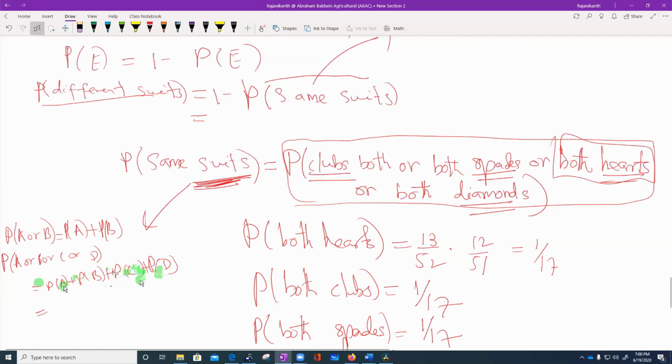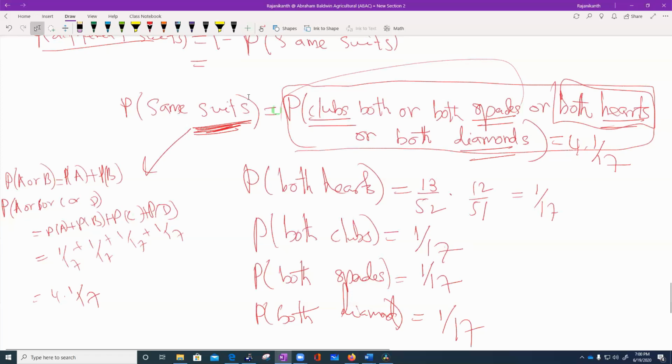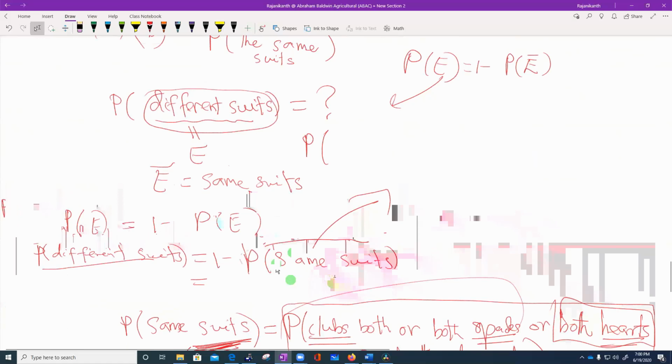Remember I told you earlier, all 4 have the same probability, which is 1 over 17, right? We got that already. So simply you are adding 1 over 17 four times. How many 1 over 17s have I written here? 4. That is why it is 4 times 1 over 17. The probability of getting the same suit is nothing but 4 times 1 over 17. That makes sense now? Yes.